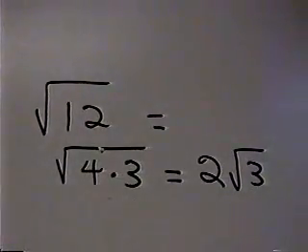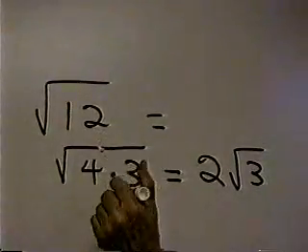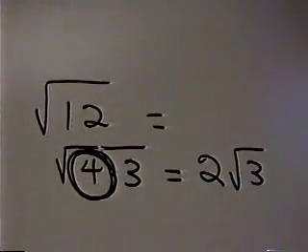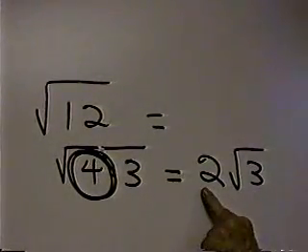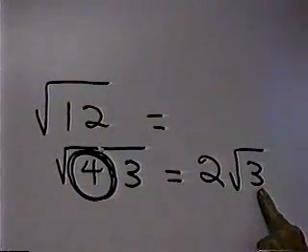If that didn't work, you try 4. If that didn't work, you try 5. If that didn't work, try 6. You just kind of go up the line. But you divide a number into this until what you get is a perfect square. Then that comes outside the square root sign, and the other number stays inside.